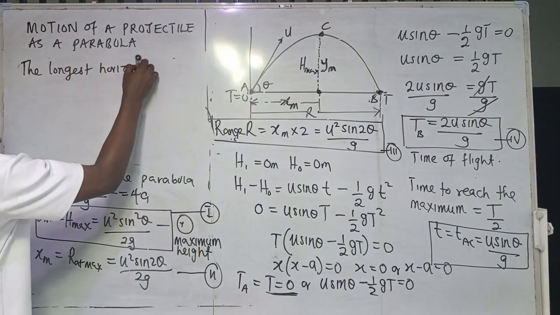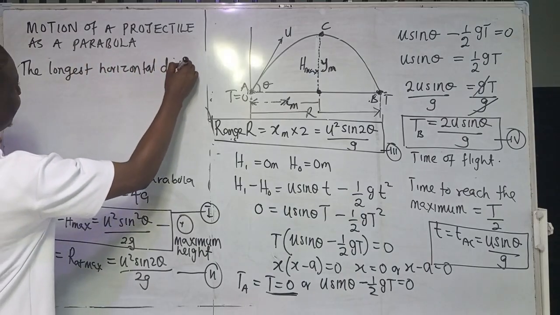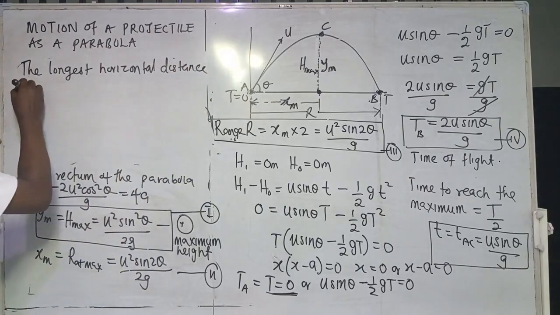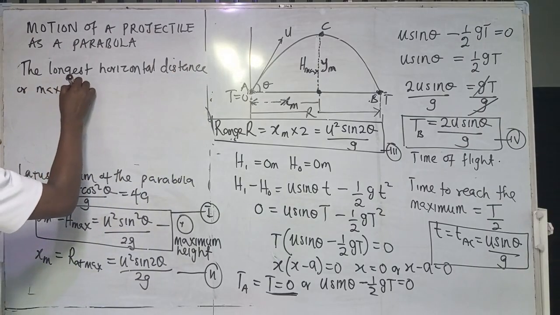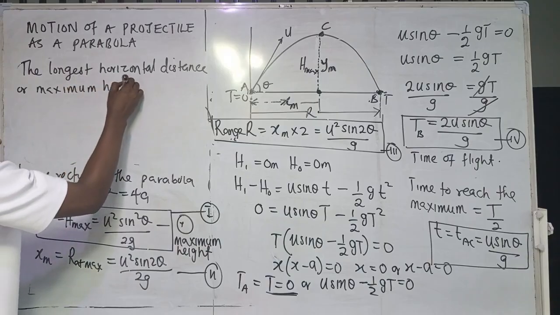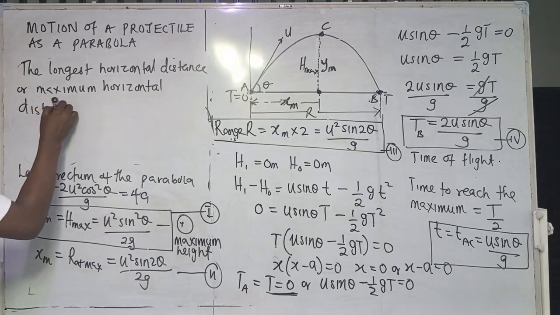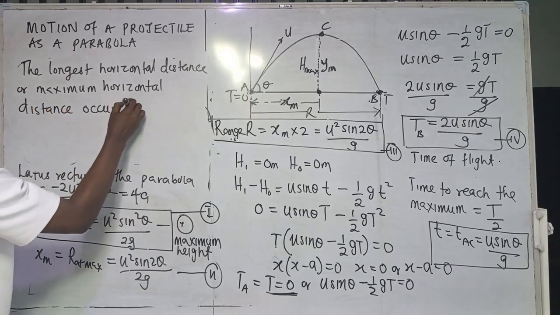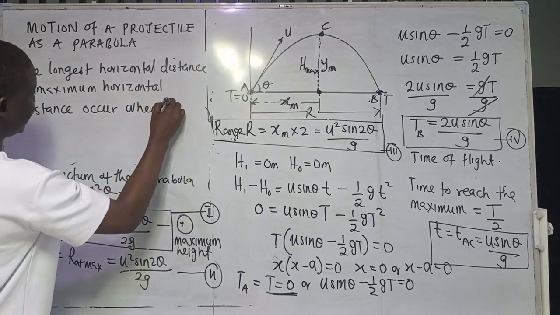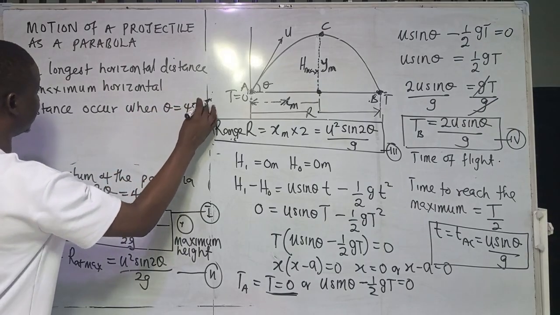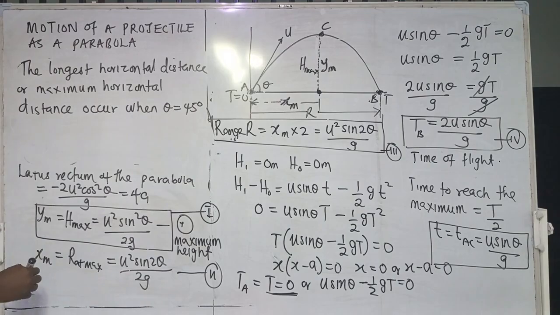Horizontal distance, or the maximum horizontal distance, occurs when theta is equal to 45 degrees. Please take note of that.